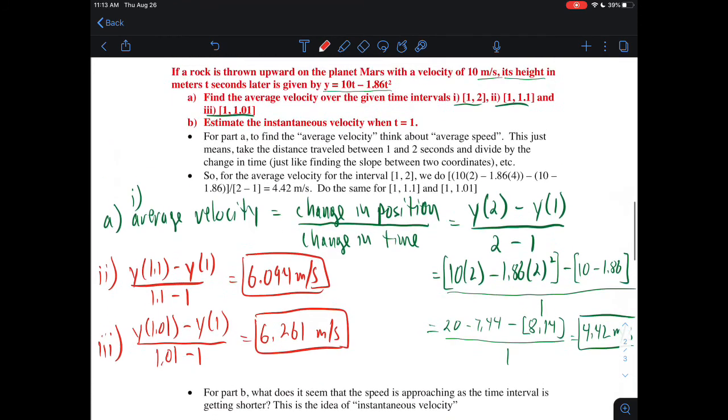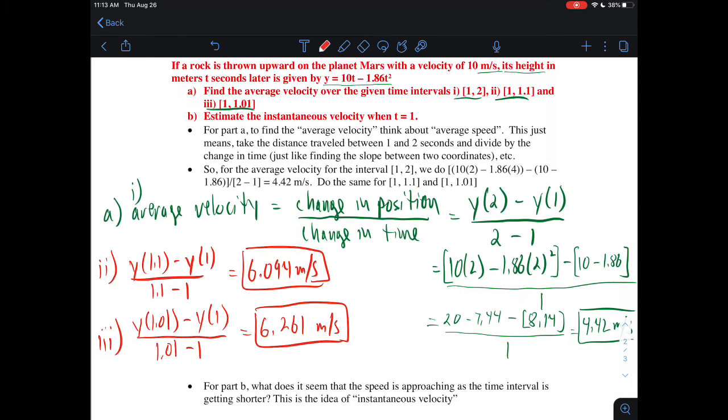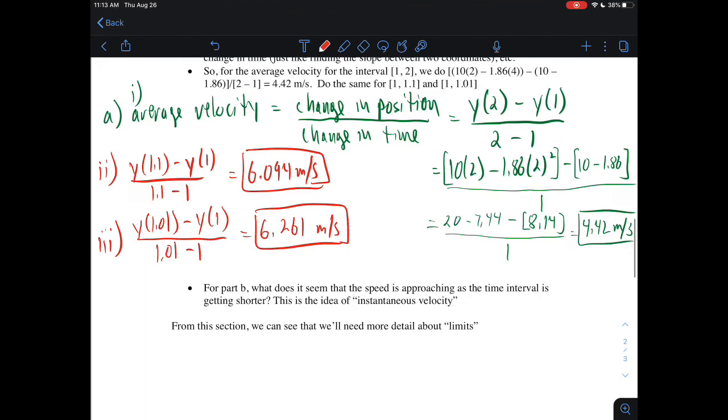So then part B, the question says, estimate the instantaneous velocity when t is equal to 1. This is as if there was a speedometer on the rock, and you could look at it right at 1 second and see what the speed is at that very instant. But of course there isn't a speedometer on that rock, so we have to use what we're doing here to try to get this estimate. So what does it seem that the speed is approaching as the time interval is getting shorter?